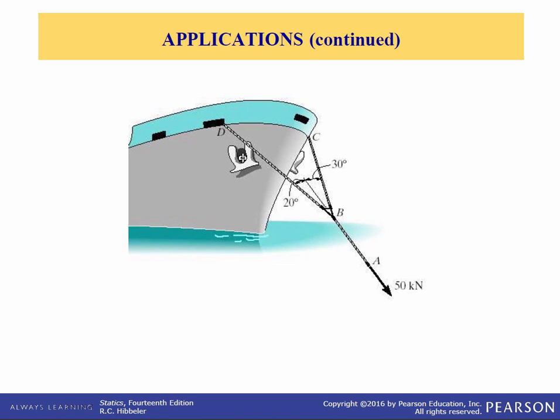And lastly, we have a tanker ship here, a boat, and it has a towing pendant, this DB and CB. So what are those forces in those bridle cables? And what size of cable must you use?